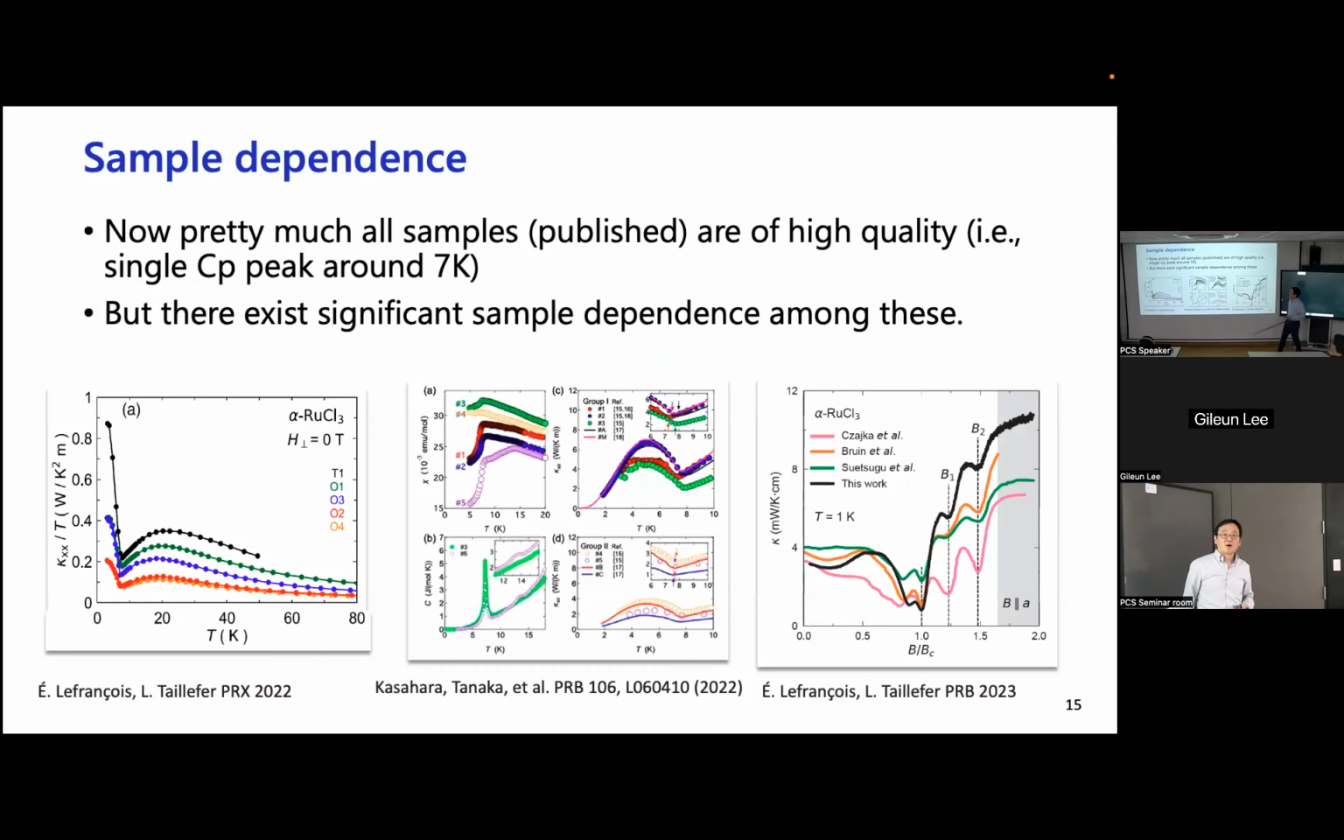That means that pretty much all the samples we are talking about in these different studies are high quality crystals with a single, very sharp specific heat transition. But even in those crystals, there is a huge variety of sample dependence. Here are some studies illustrating the difference, especially in thermal transport properties. Here there are 4 different so-called high quality crystals, and they show very different levels of thermal conductivity when you measure them.